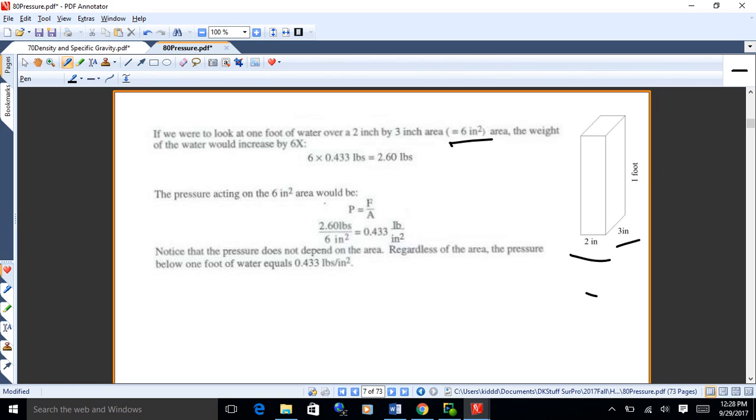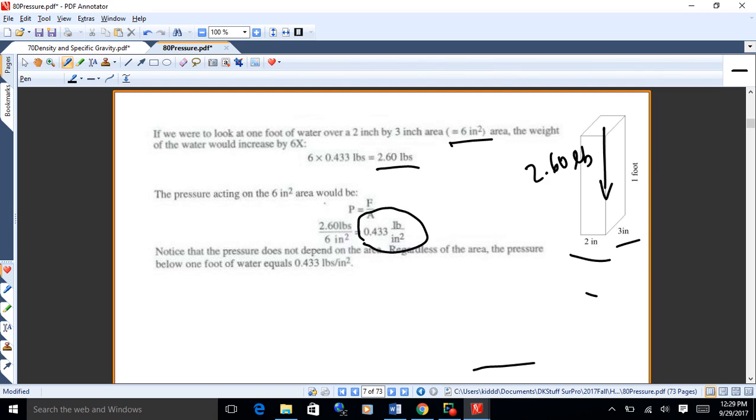So instead of weighing 0.433 pounds, the water is 6 times as heavy, it's 2.6 pounds, I'm sorry, 2.6. So we got 2.6 pounds, 6 times the weight, pushing down on 6 square inches. Well, what happens there is you end up with the same pressure, okay? 0.433 pounds per square inch. Because we got 6 times as much weight, but it's pushing down on 6 times the area. Okay?